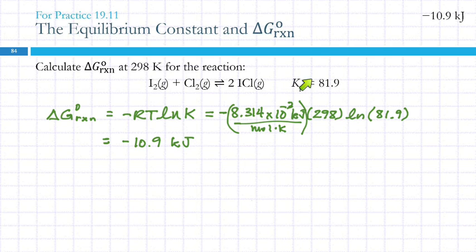This equilibrium constant is kind of big, right? It's definitely greater than 1, which tells us that products are favored. And so delta G here is negative. It's spontaneous. This is actually going to go forwards.